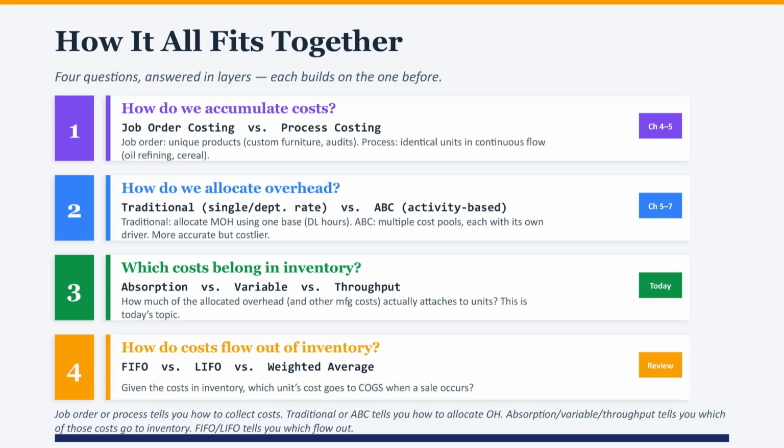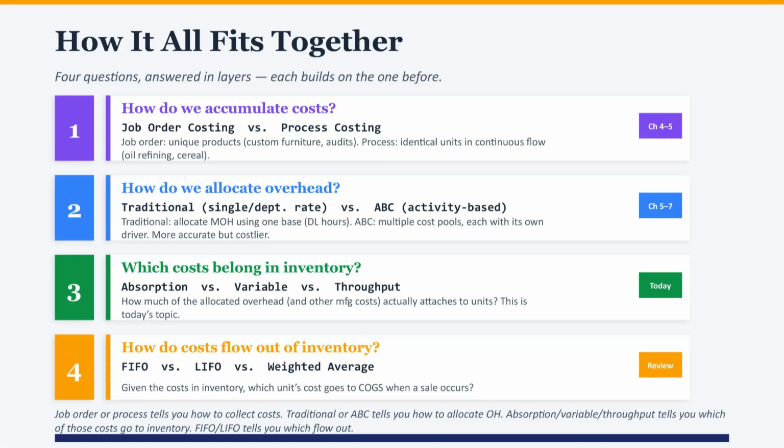Once you decide to include overhead in product costs, as absorption costing requires, the next question is how to allocate that overhead to individual products. Given that costs have been accumulated, layer 1, and overhead has been allocated, layer 2, the question becomes, which of these accumulated, allocated costs actually belong in inventory? Absorption says all manufacturing costs. Variable says only variable manufacturing costs. Throughput says only direct materials. The rest of this handout and today's lecture explores this question in depth.